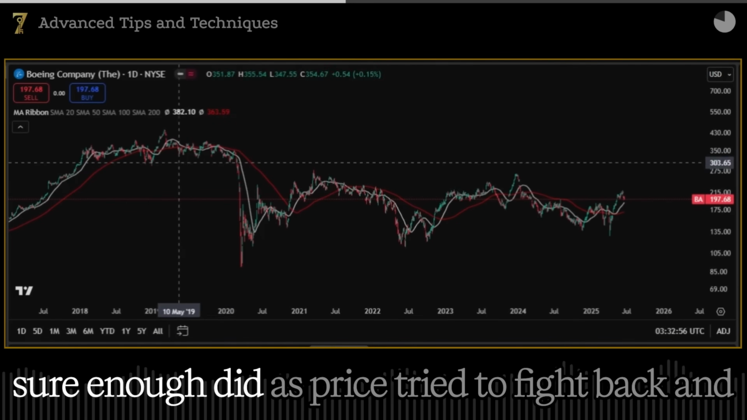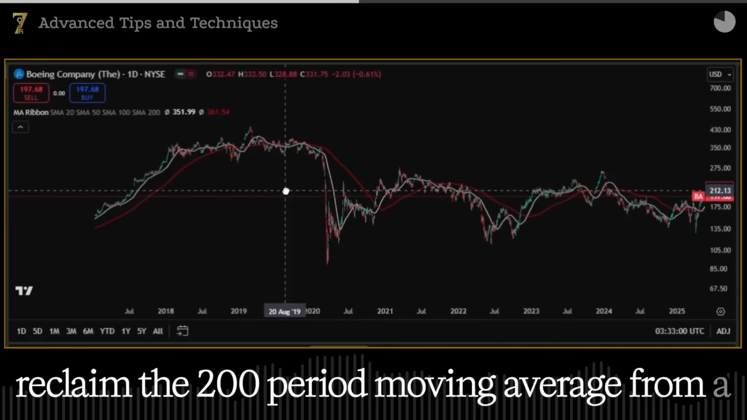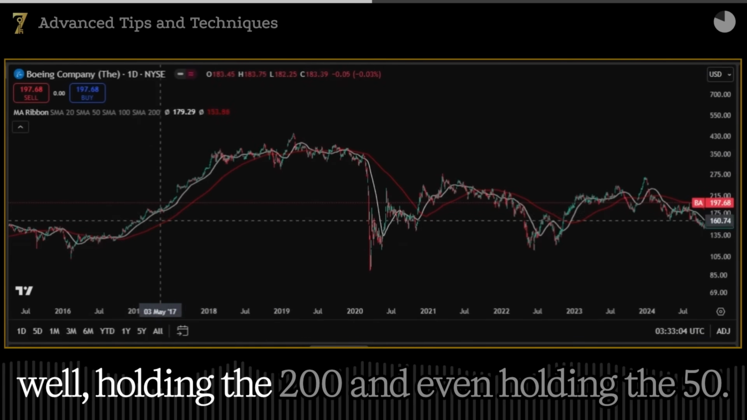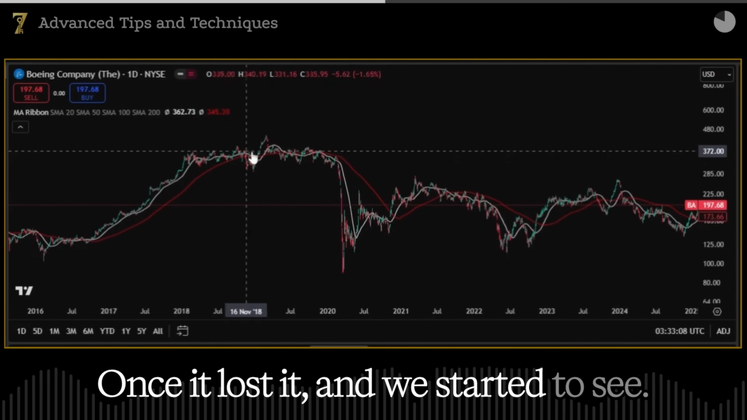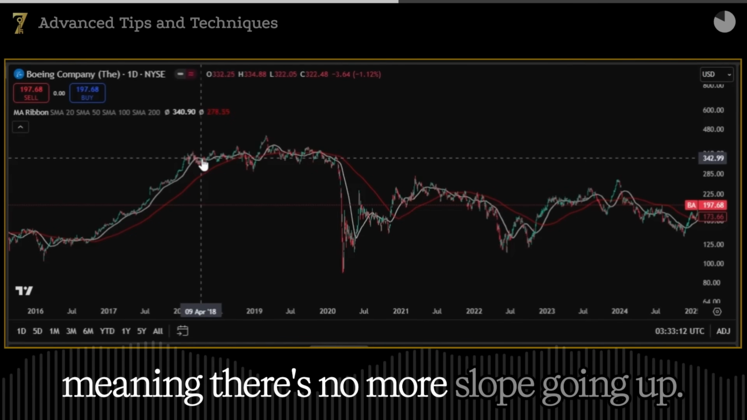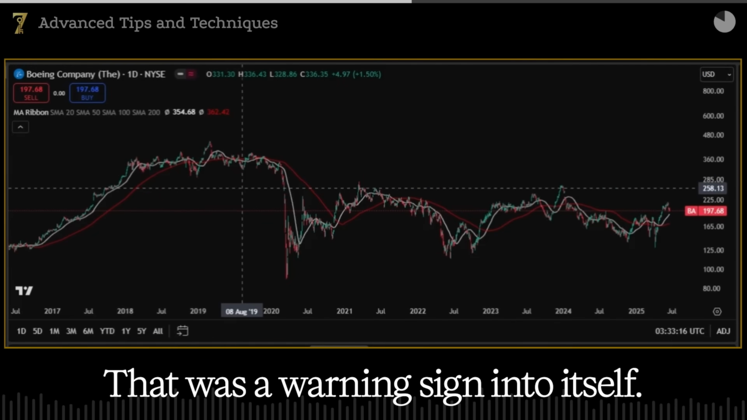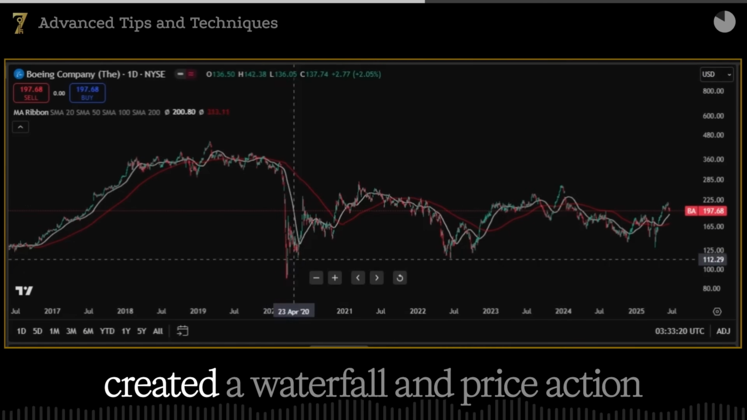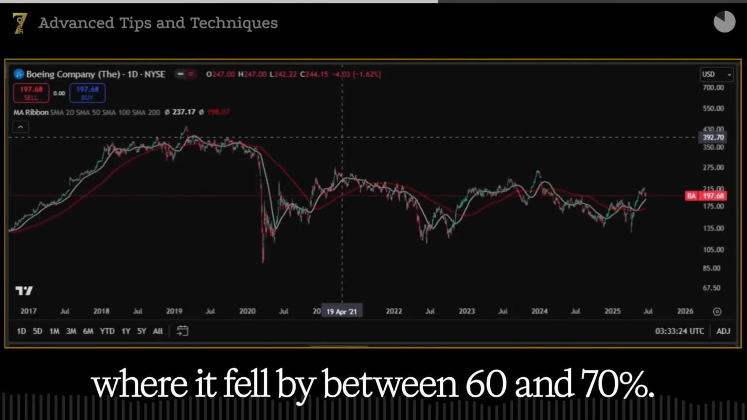And it sure enough did, as price tried to fight back and reclaim the 200 period moving average from a period where it had done remarkably well, holding the 200 and even the 50. Once it lost it and we started to see a trendless moving average slope, meaning there's no more slope going up, it was flat. That was a warning sign in itself. And then, of course, we saw the death cross on the weekly, which created a waterfall in price action where it fell by between 60 and 70%.